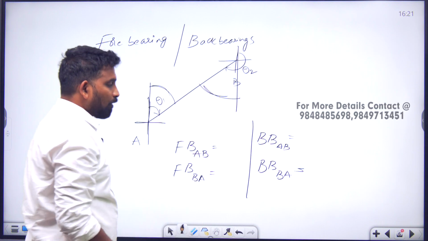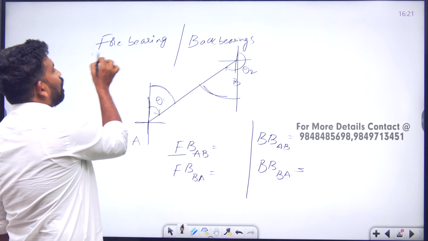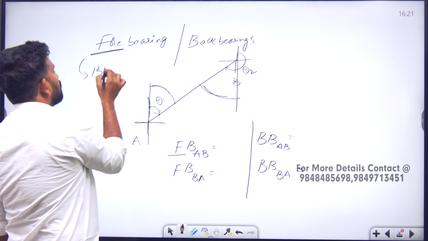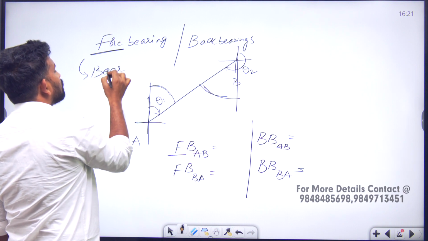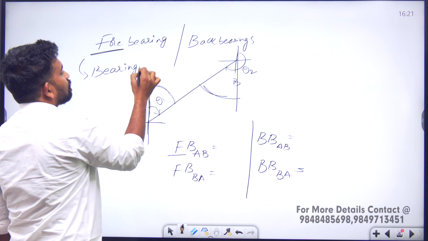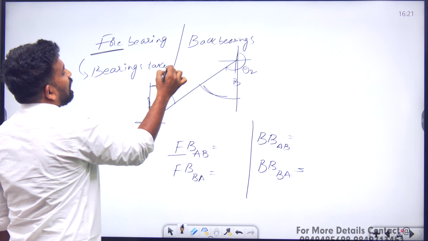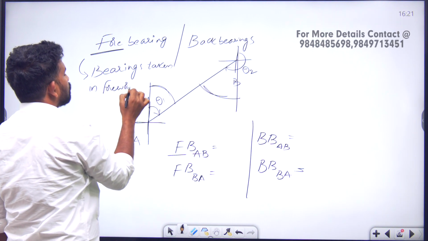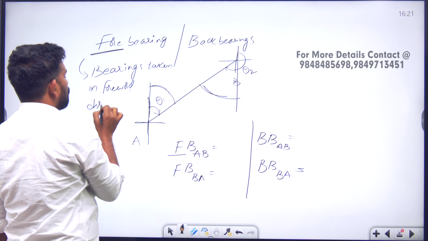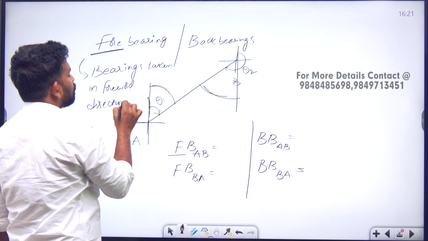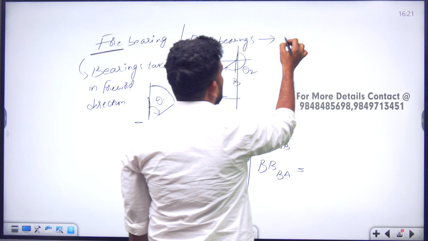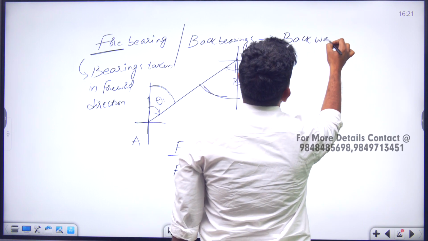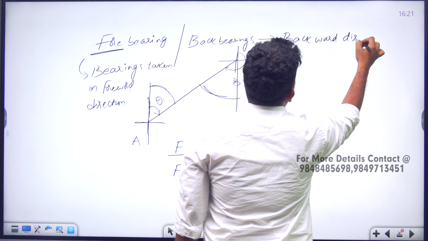Now see here beta, fore bearing is whatever bearing is taken in the forward direction. Here I will be writing: bearings taken in the forward direction. Back bearings are bearings taken in the reverse direction or backward direction.